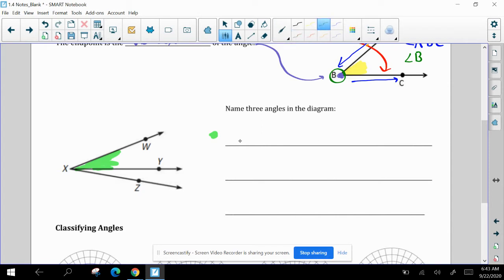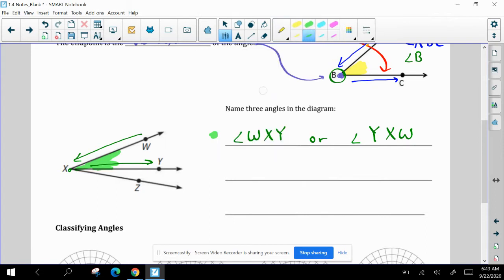So I can say, again, X is a vertex for 3 different angles. So I can't really call any of my angles angle X because no one's going to know what I'm talking about. So I have to use 3 letters. So I can go in the WXY direction, right? WXY. Or I can also name the same exact angle and just reverse the order, YXW. Again, notice that my vertex, my letter X, is in the middle both times.